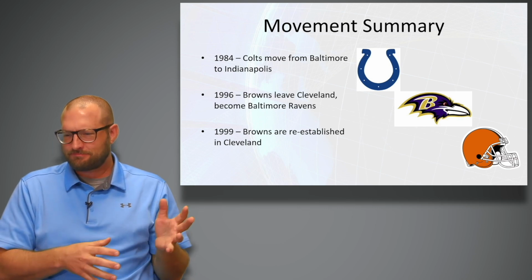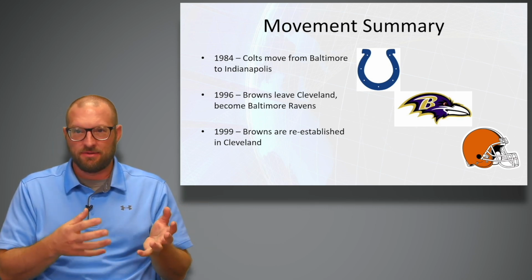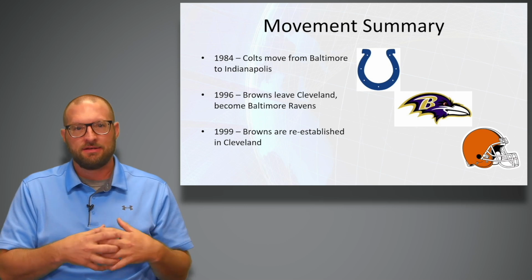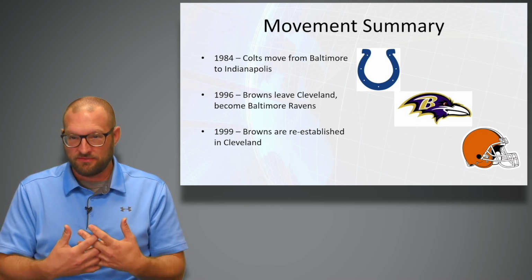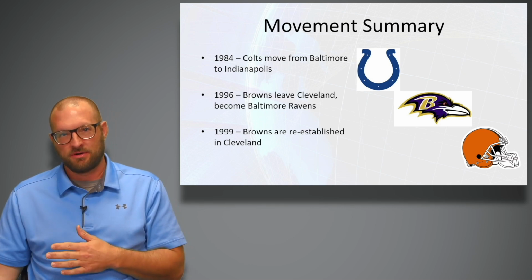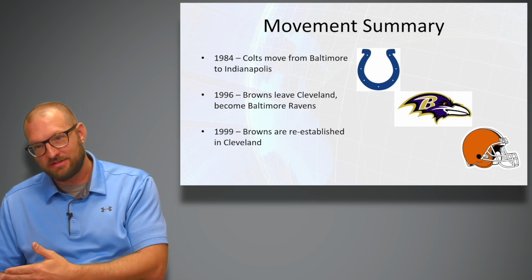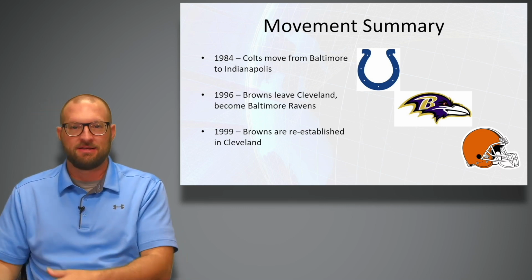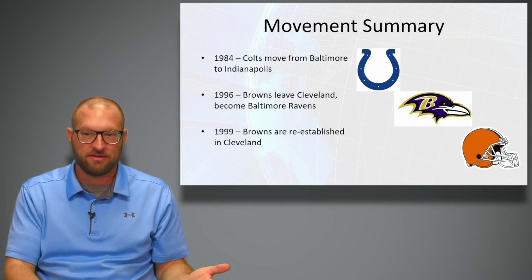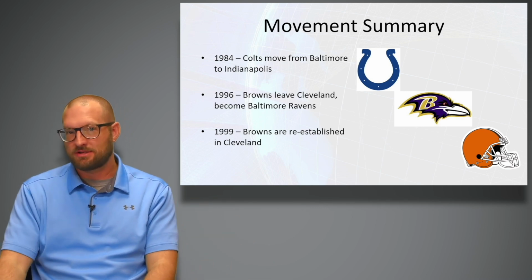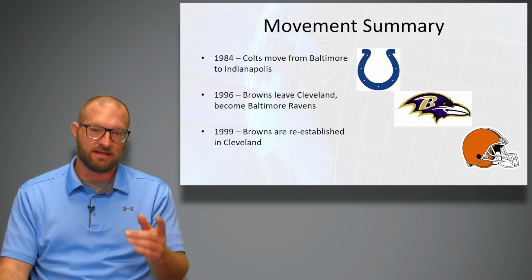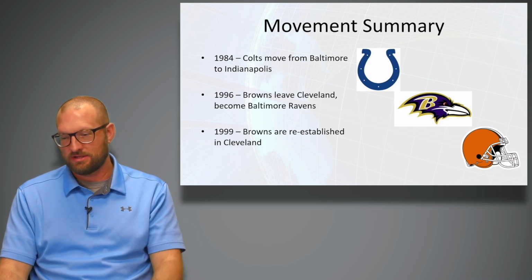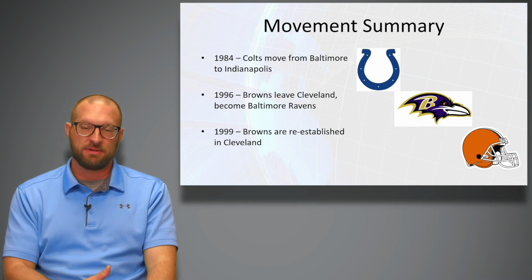1996, the Browns are in Cleveland. They want a new stadium. They can't get it done. They leave Cleveland and their devoted fans. They move to Baltimore. Baltimore is excited because now they have a team again. It becomes the Ravens. Cleveland fans are sad because they don't have a team. Well, in this case, it worked out for everybody in the end because in '99, the NFL reestablished the Cleveland Browns with an expansion team.